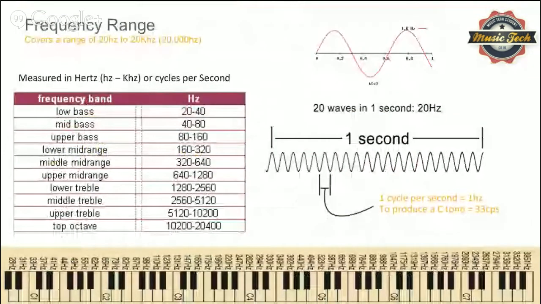So next, the frequency range. How is all this built up? A bit of mathsy stuff here, and it's fairly simple to understand. So we're looking at the hertz into kilohertz. So 1,000 hertz is 1 kilohertz, and obviously we can break that down further by looking at cycles per second.